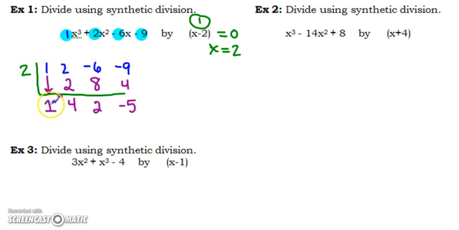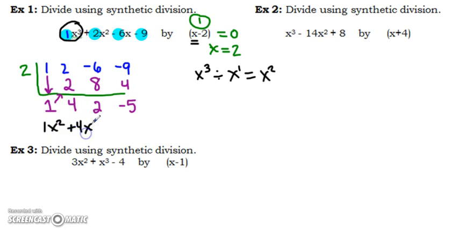Okay, think about this for a second. I took something that was x to the 3rd, and I divided it by something that was x. So if you just think about the exponents, I'm going to end up with something that's x squared, right? Because I have to get rid of one exponent degree. That's what happened here. This 1 means you have 1x squared. This 4 means you have 4x. This 2 means you have a positive 2. And this remainder, you can write one of two ways. You can have -5 over x minus 2, or you could tell me that your remainder is -5. Either one of those is acceptable. All right?